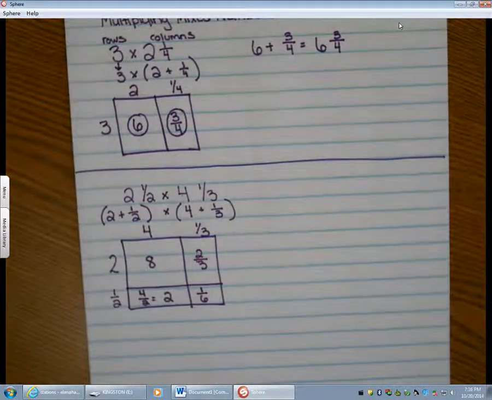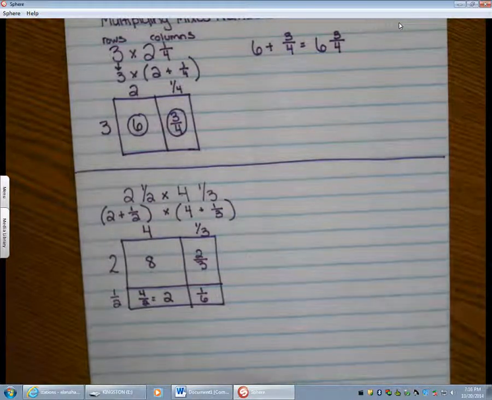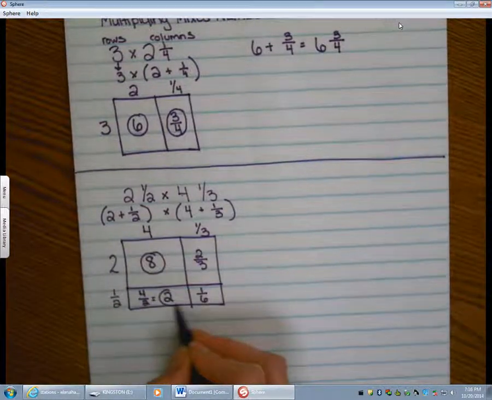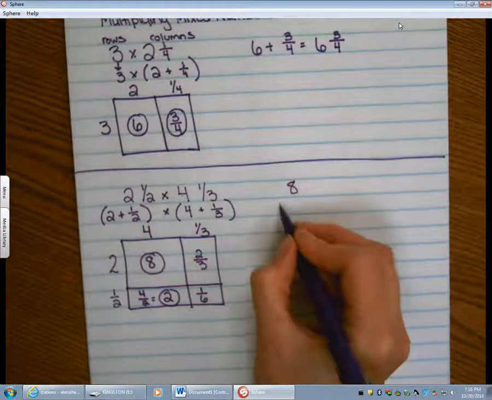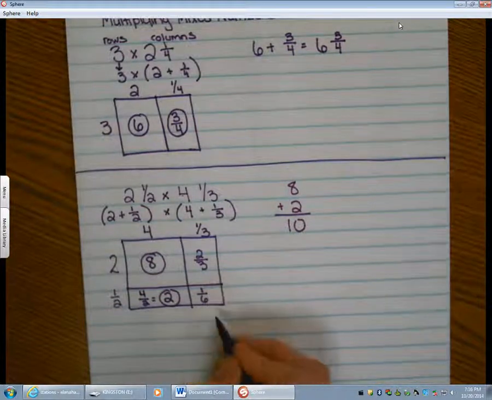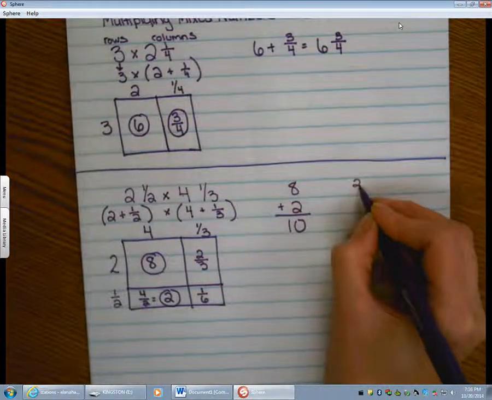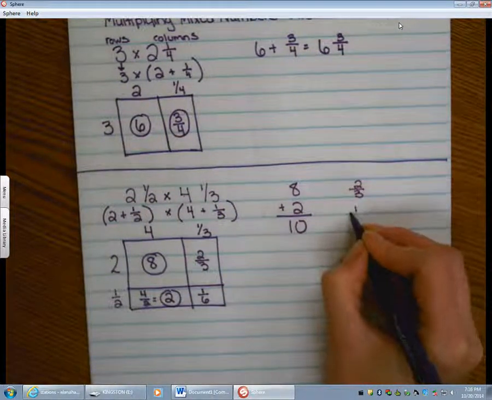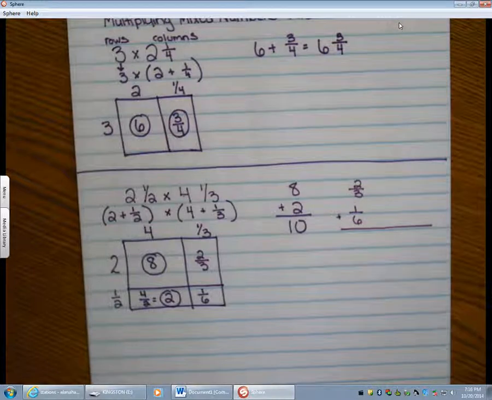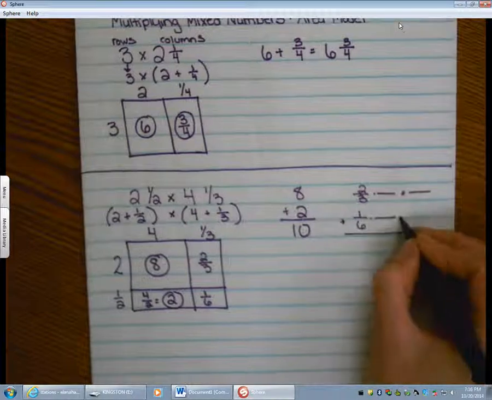Once again, I need to now take each of my partial products from inside my area model, and I need to add them together. Now, this part seems pretty easy to me. I can see my two whole numbers, so I can add my 8 plus 2. And I can get that 10 right away. But I also have two fractions to add together. And I'm looking at my 2/3 and my 1/6. And I know that in order to add these fractions together, I'm going to need a common denominator. And my common denominator here is of course going to be 6.